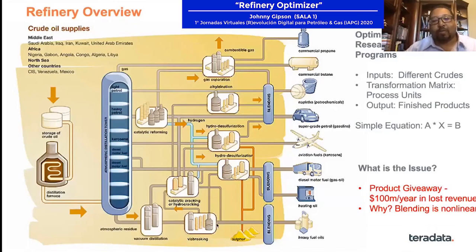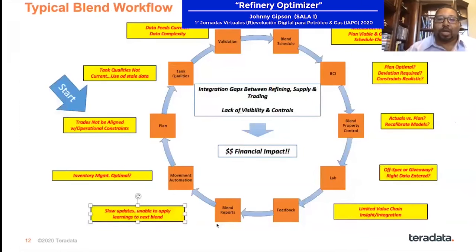But product giveaway is a huge value, 100 million per year in lost revenue. So why are we losing so much money? Well, blending is not really linear. It's very nonlinear. Those blend components that are blending together, there are blend interactions that happen that are not linear.